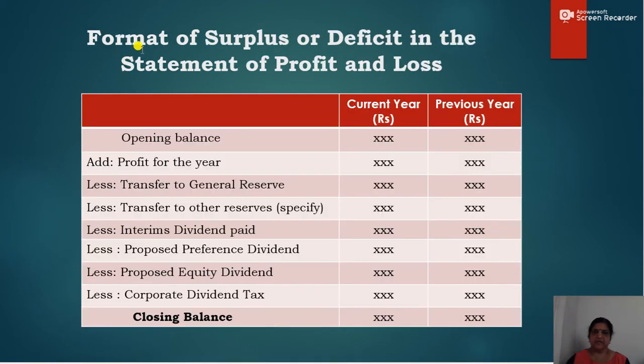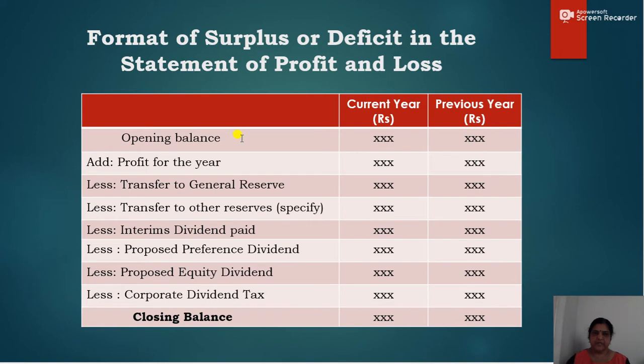Then this is the format of surplus or deficit in the statement of profit and loss. We have already said that the corporate dividend tax will be shown in notes to accounts under the subhead surplus or deficit in the statement of profit and loss. So we must know how to prepare this. This is the format. Here current year and previous year is given. Usually there will be current year only. However, this is the format. You have to maintain columns for current year as well as previous year. We will start with the opening balance of profit and loss account.